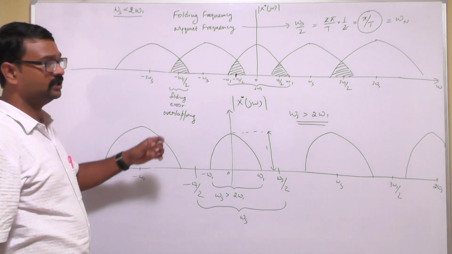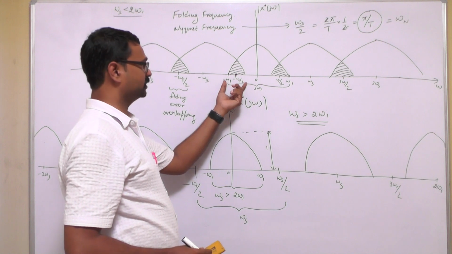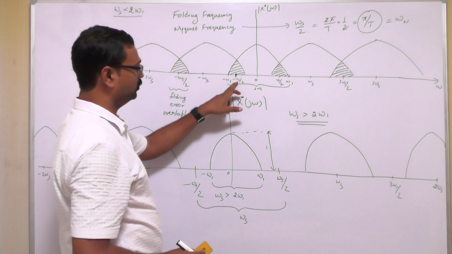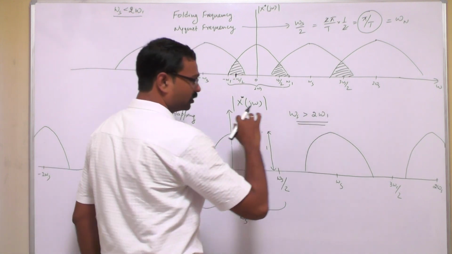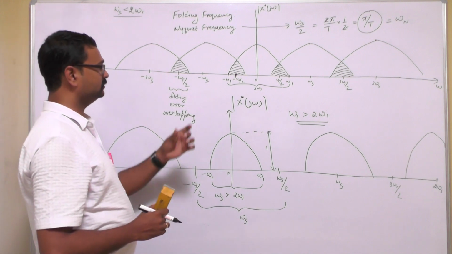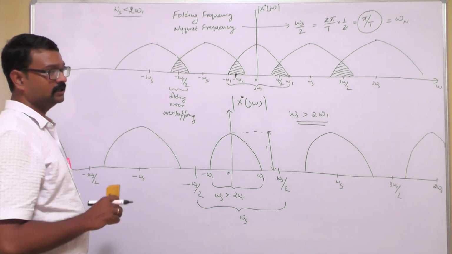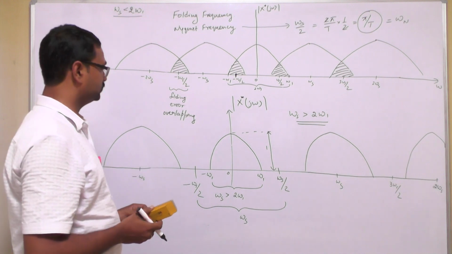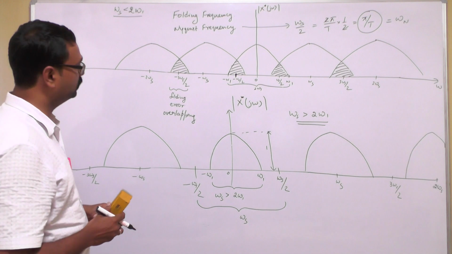This is the phenomenon when folding occurs between any two frequency spectra. That is called folding frequency, over which omega s by 2, or plus or minus 3 omega s by 2, or plus or minus n into omega s by 2, you will have folding, and you will be losing information by sampling any continuous time signal, or when you are reconstructing back the original signal. So that is called folding.